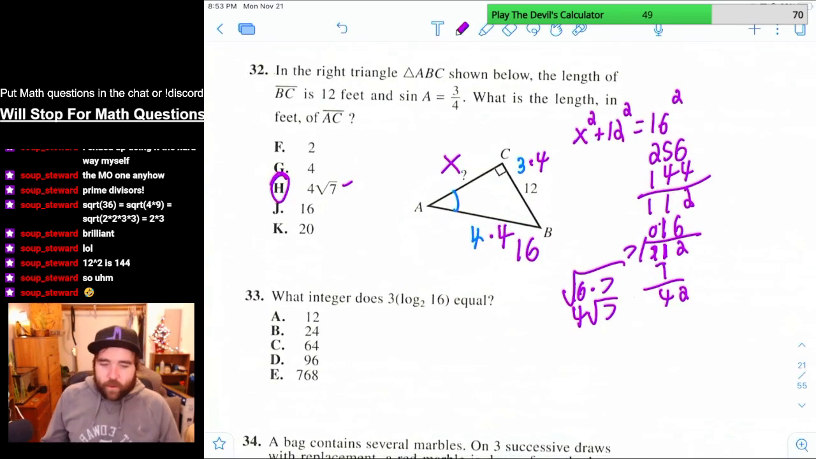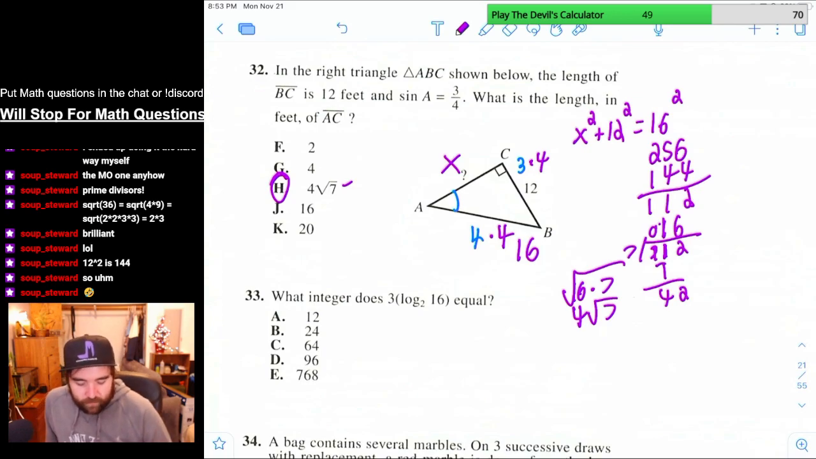So I feel like part of the trick here was they wanted you to do a 3, 4, 5. But it's not a 3, 4, 5, because the hypotenuse is the 4. If this was tangent, then it would be a 3, 4, 5. But it's not. It's sine.